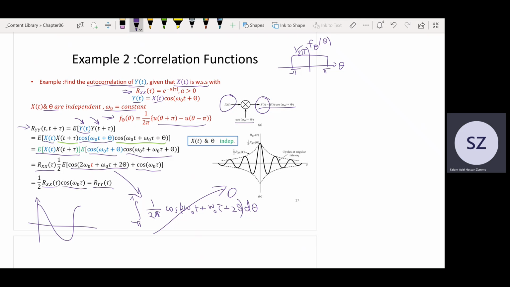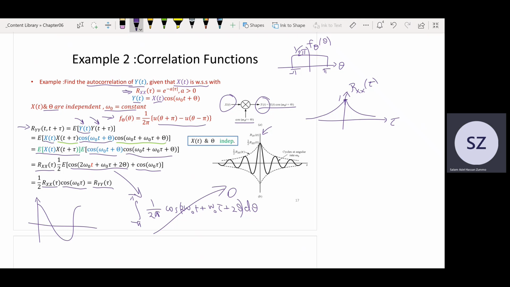Now let's see how this autocorrelation function Ryy of tau looks like. In order to understand it, let's first plot the autocorrelation function of x, Rxx of tau. This is tau. What does it look like? It's the exponential of minus a times the absolute value of tau. So it looks like this. What is the value at 0? 1. And the speed of the decay depends on a. If a is large, it decays faster. If a is small, it decays slower.